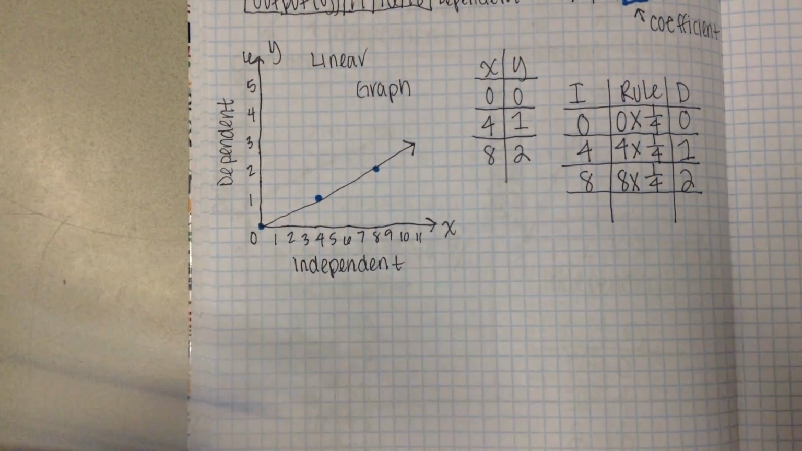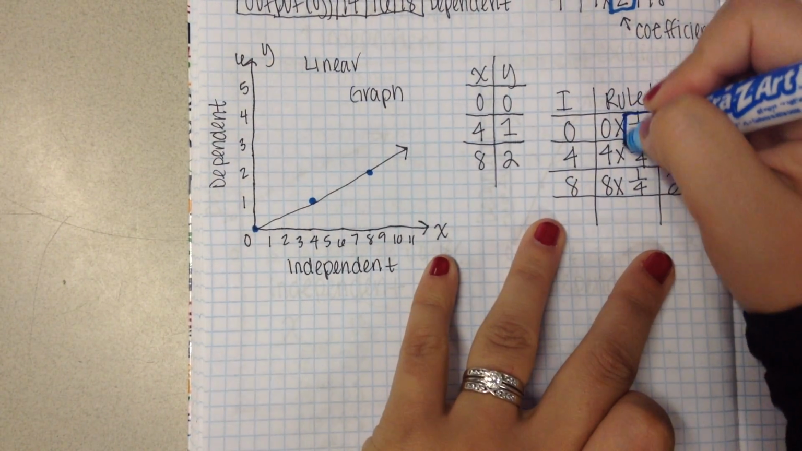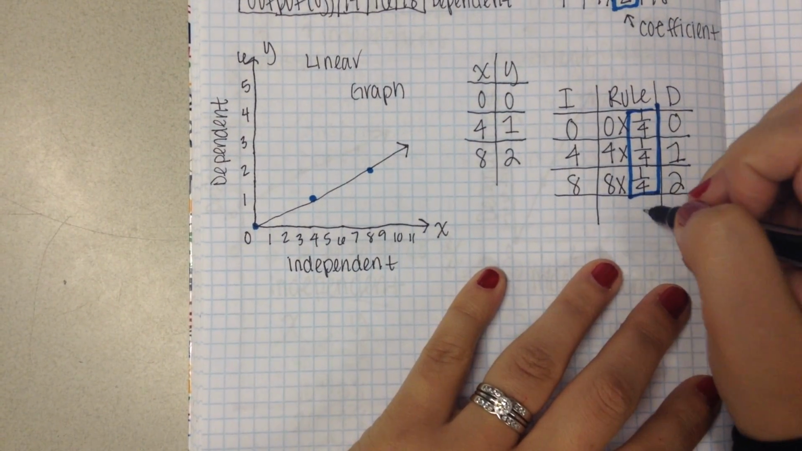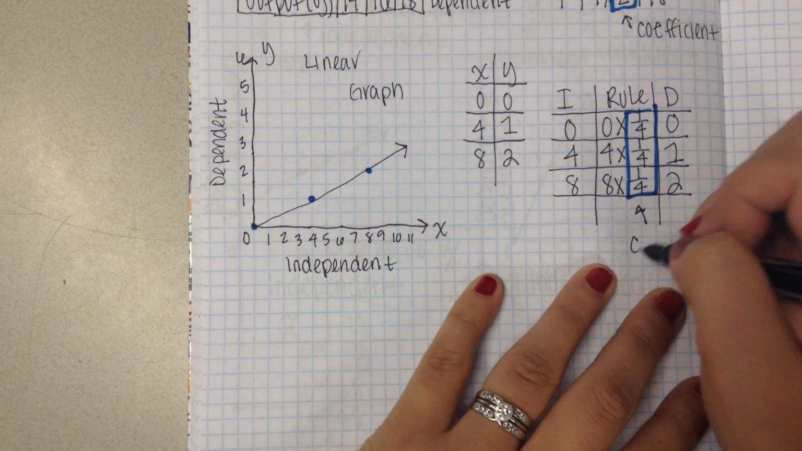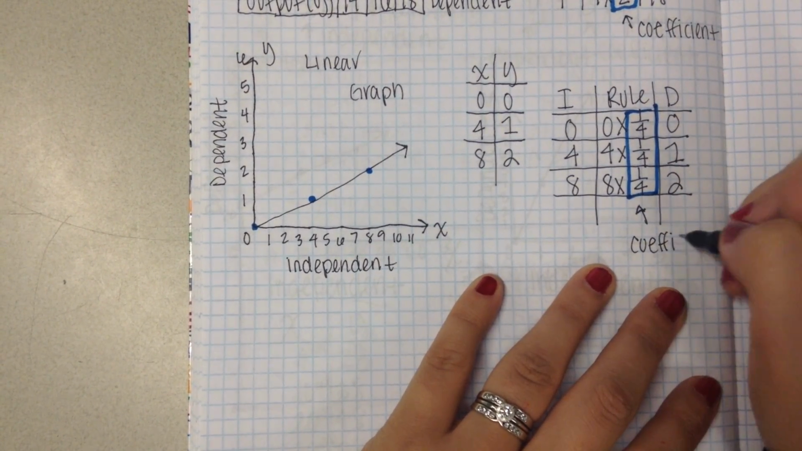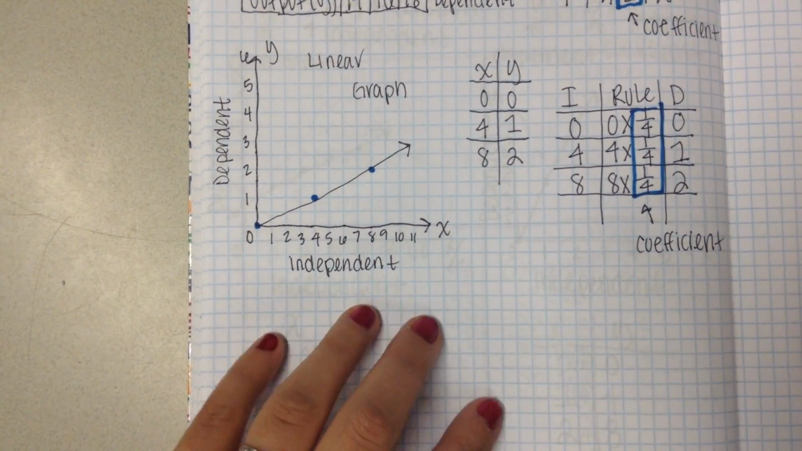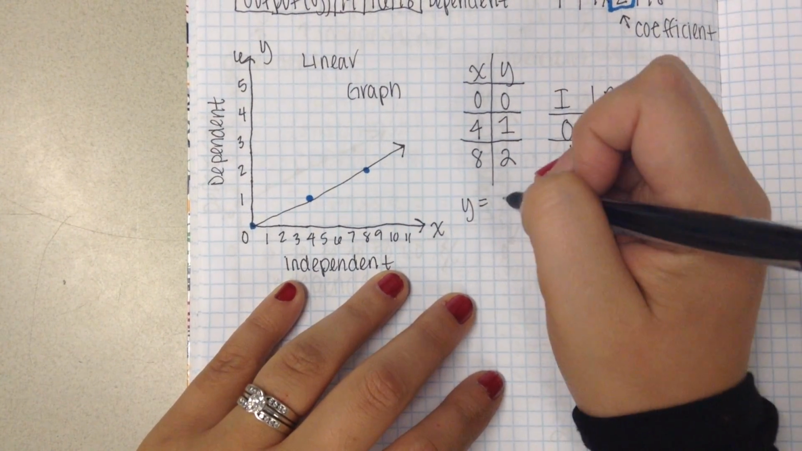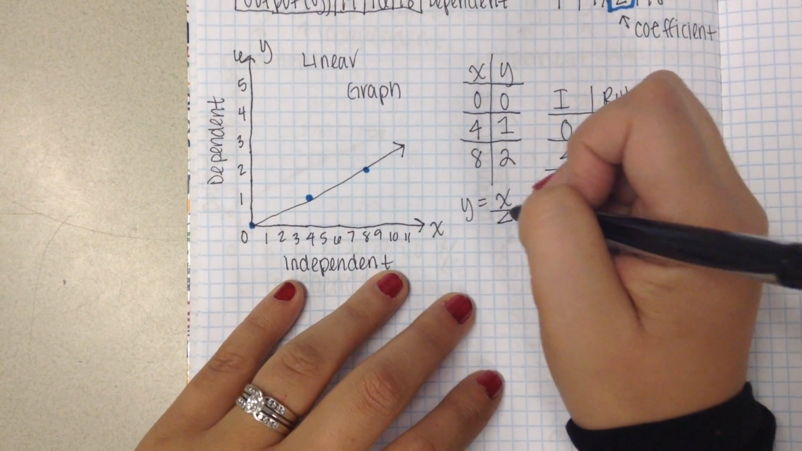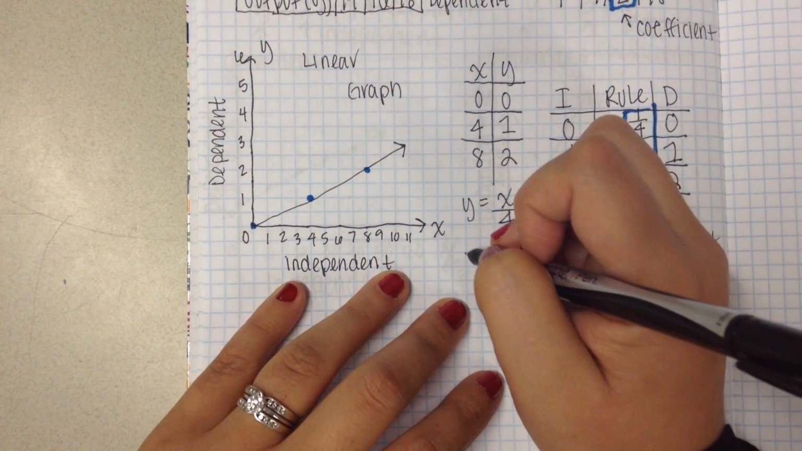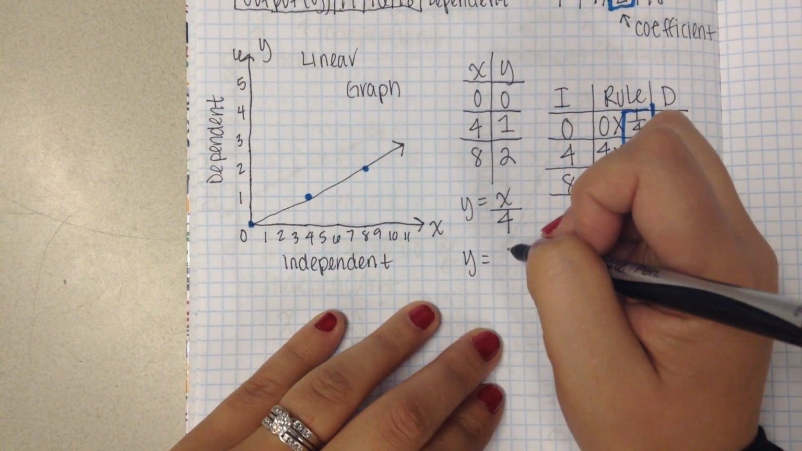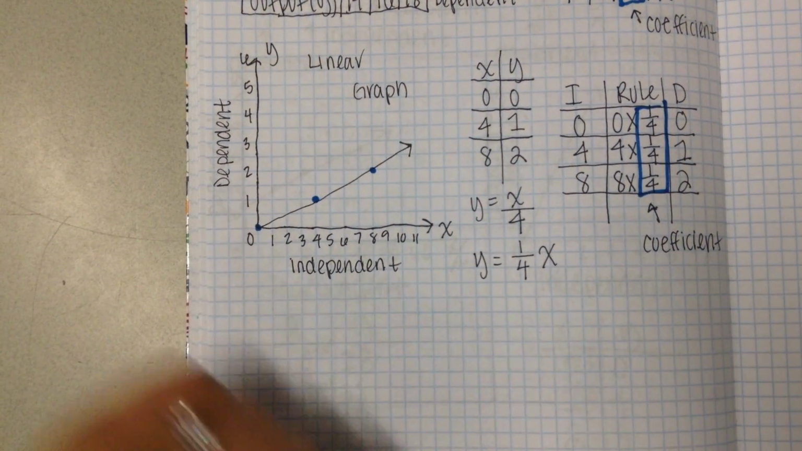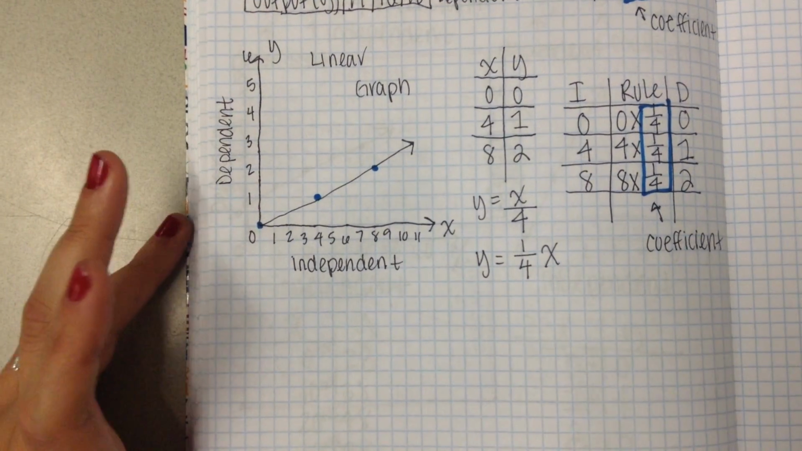So again, here I'm multiplying by the same thing each time. So 1/4 would be your coefficient. My equation can look two different ways. You can have y is equal to x over 4, or you can have y is equal to 1/4 x. Both of these would be the same, and it's still a multiplicative relationship.